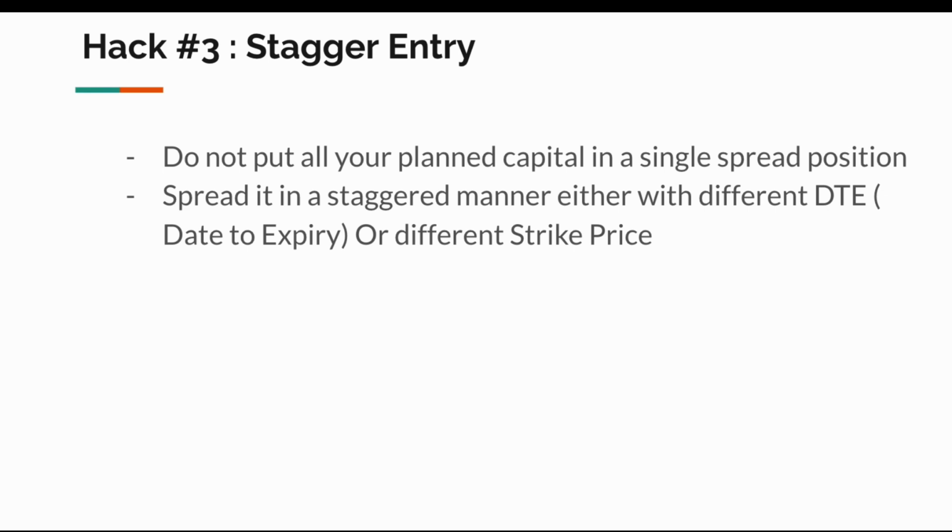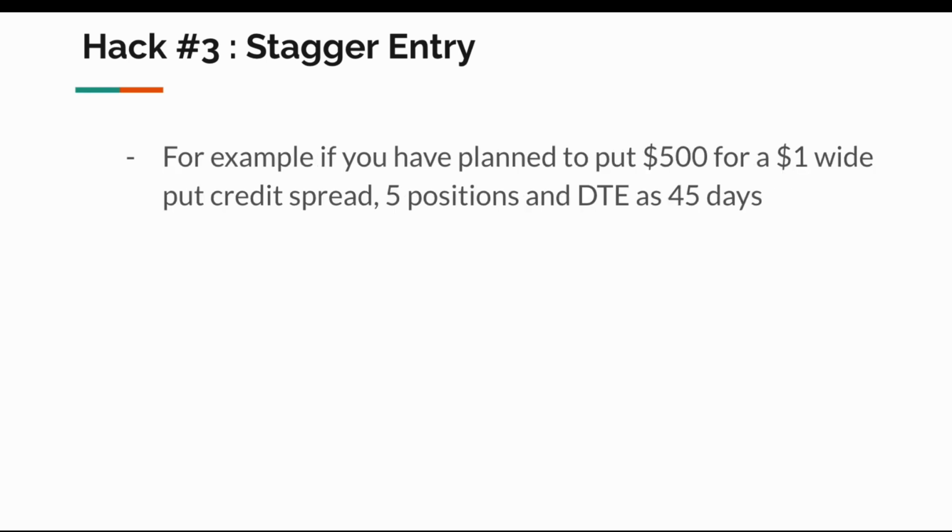So let's take an example to understand this better. Let's say that you have planned to put $500 in capital in total, and you want to open a $1 wide put credit spread, for example, and you want to open 5 positions of that with 45 days to expiry. So that's your planning. But let's say that the market goes down, and all of your put credit spreads, for example, have a strike price of $100.